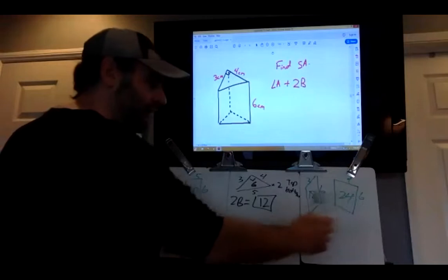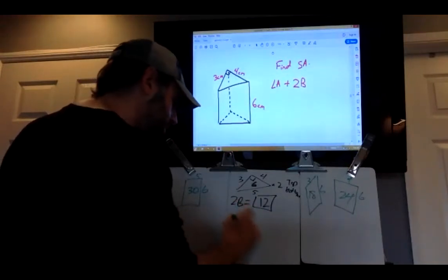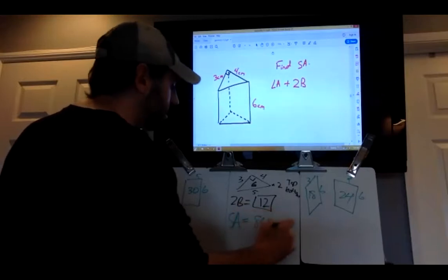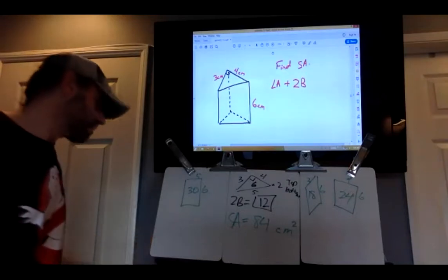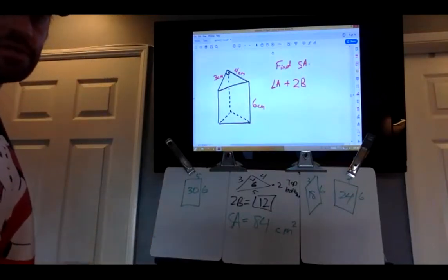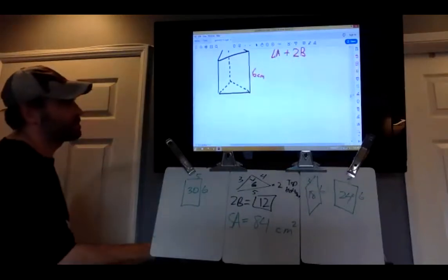Okay, so then we put them all together. So here we have 42, 72, 84. Surface area is equal to 84. Okay? Any questions? No? Okay, moving along. Good job, everybody.